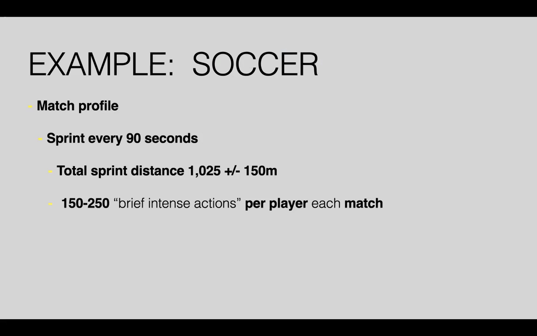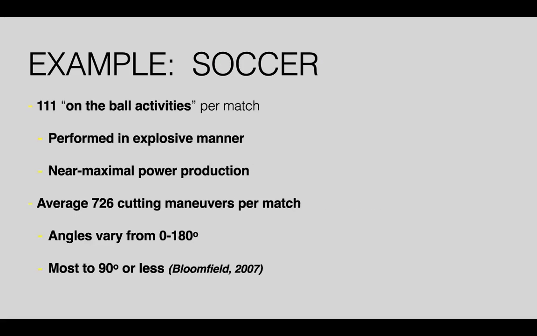A soccer player has to sprint every 90 seconds. They have a very large total distance that accumulates a lot over the course of a game. And then there are 150 to 250 what we call brief intense actions, meaning that person is going to have a quick burst of speed to sprint to a ball and win a ball, or recover and chase down another player to get a ball, per player each match. They have 111 times that they have to be doing something with a ball during a match, and that's being done in an explosive manner.